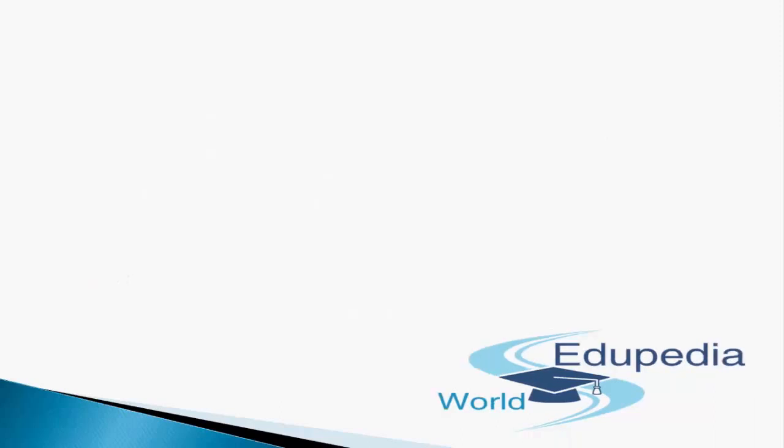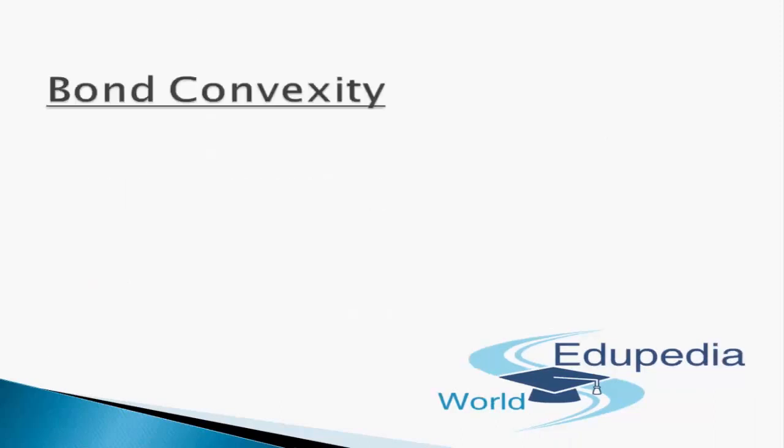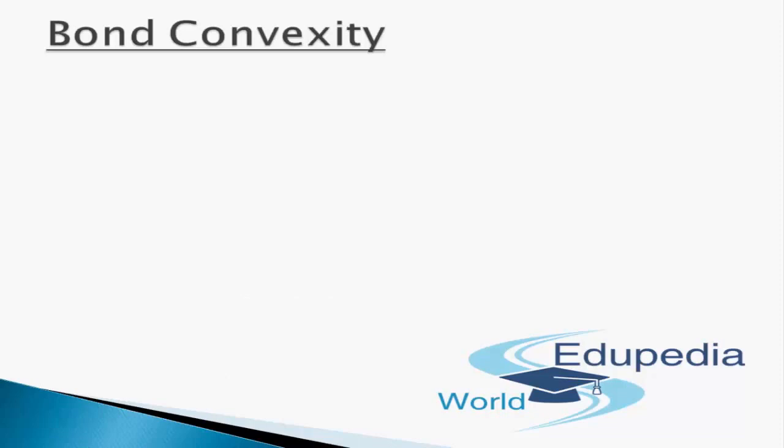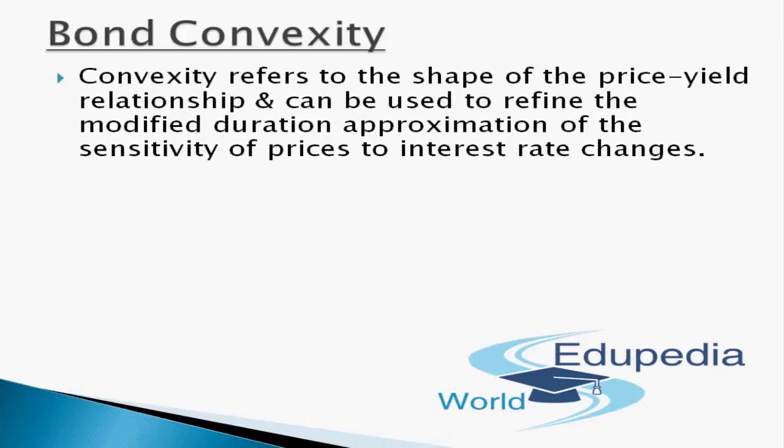Let's move on to the next topic, and that is bond convexity. That has been a hot topic for the institute. What does convexity mean? How does it work with bonds? We'll just go through the same. Convexity refers to the shape of the price-yield relationship and can be used to refine the modified duration approximation of the sensitivity of prices to interest rate changes.